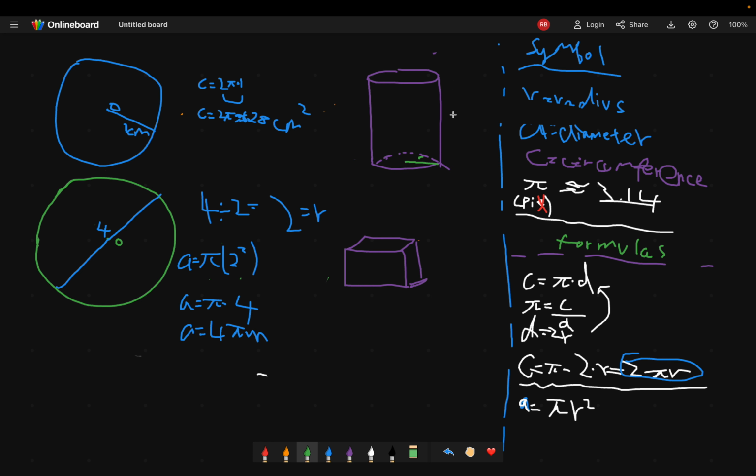So let's do it. Pretend I give you the height. 2. Simple. 2 units. Let's find the base. Radius is 1. Pi 1 squared, which is basically just pi. The base area, pi. You're done.